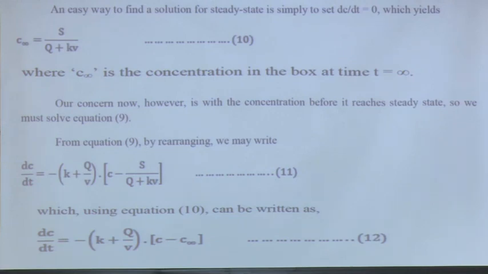This is just for solving the equation. Many times we use this type of technique for solving differential equations. So, this yields C infinity equal to S/(Q + kV), where C infinity is the concentration in the box at time t equal to infinity. Now, our concern, however, is with the concentration before it reaches steady state. So, we have to solve equation 9.